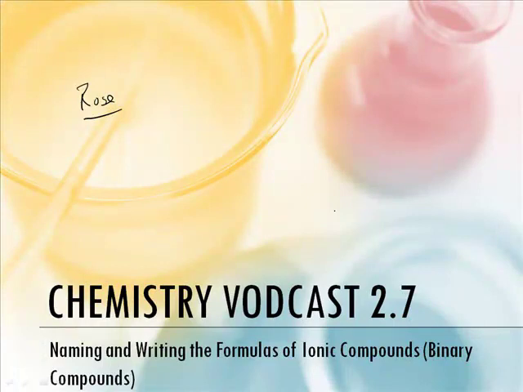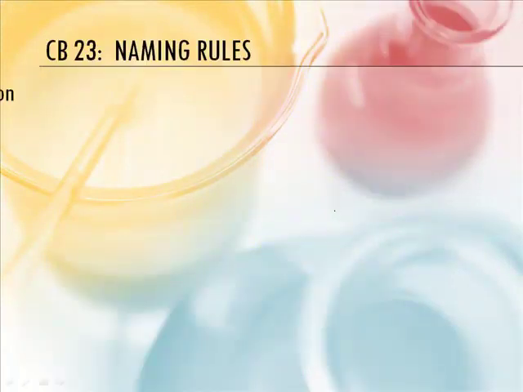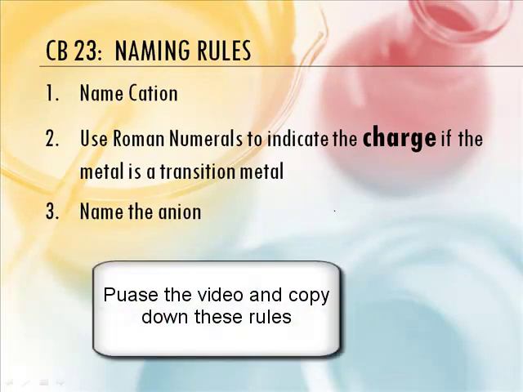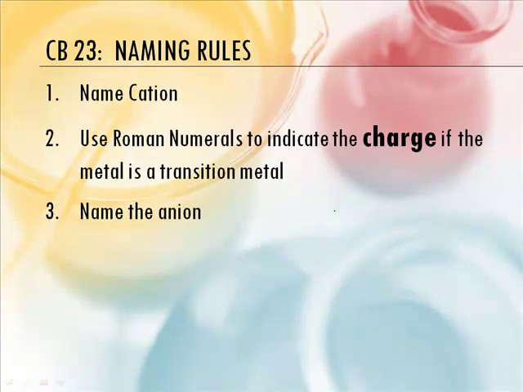When you're naming and writing formulas of compounds, the first thing you need to do is know the rules. There are several rules, and what you need to do is write them down. So push pause and write it down. Okay? Hey, you're back. Good. So you've written these things down. Let's do some practice. I think that would be a good idea.